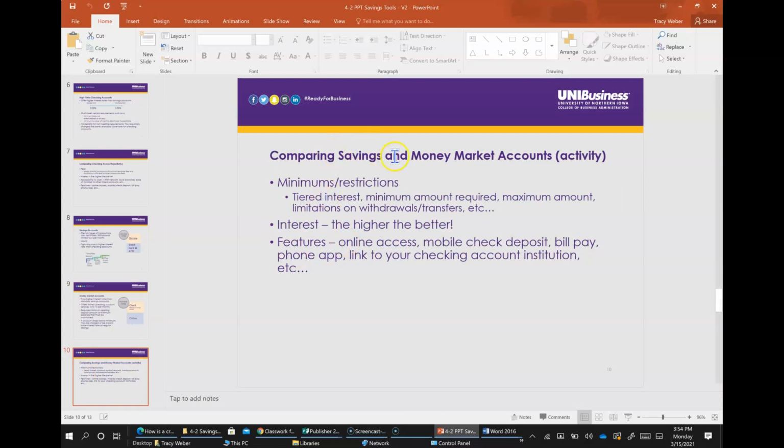So when you're comparing savings and money market accounts, compare minimums and restrictions, tiered interest, minimum amount required, maximum amount, limitations on withdrawals, transfers, etc. Remember, interest rate, the higher the better, and then other features.